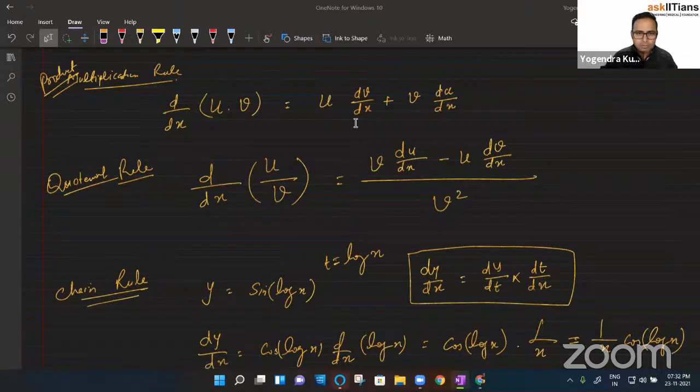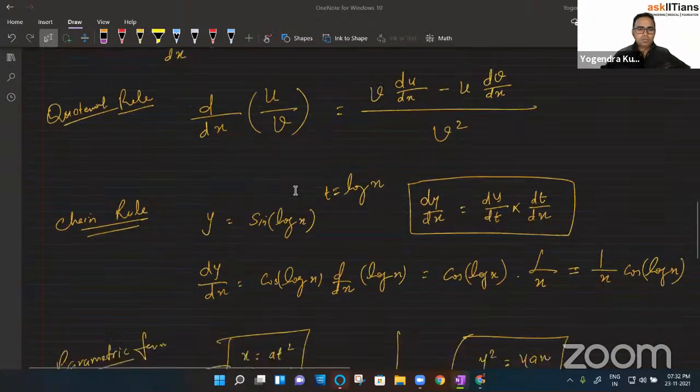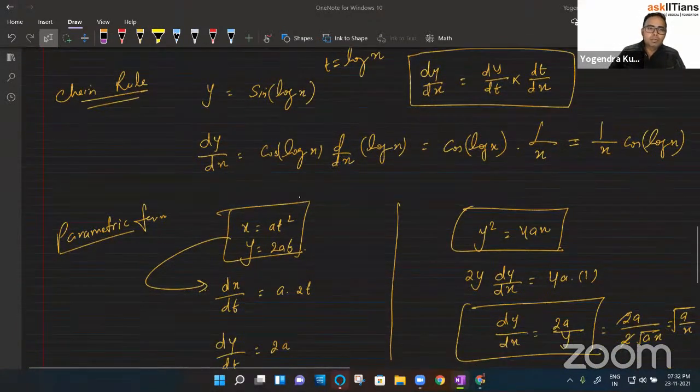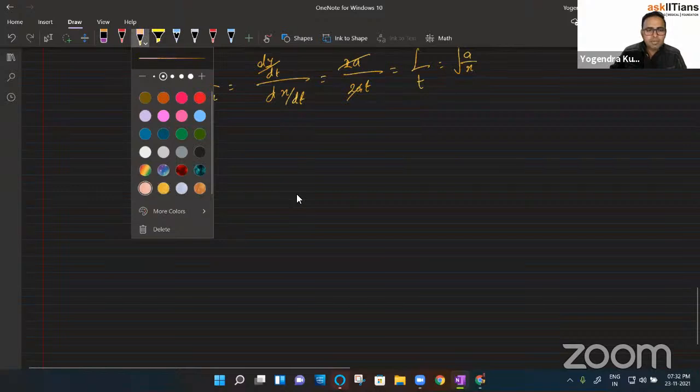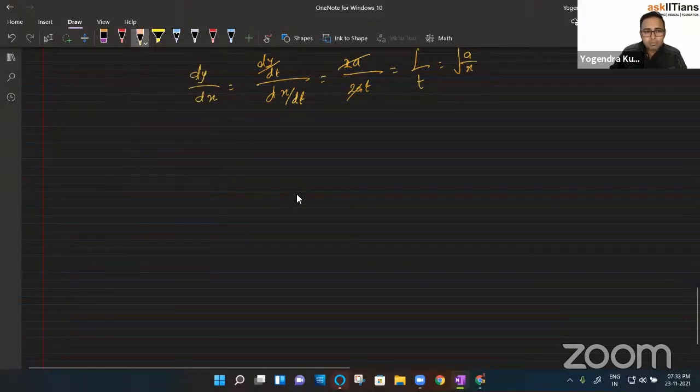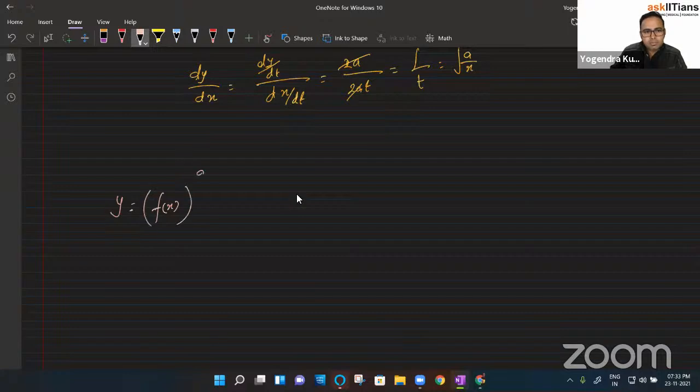Log method also. Okay, very good point. Suppose there is a function given, which is f of x raised to g of x. Suppose this kind of form is given. Variable to the power variable is there, so we cannot differentiate it directly.